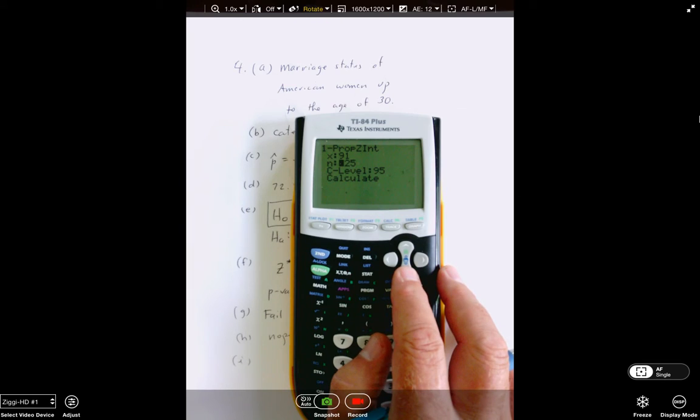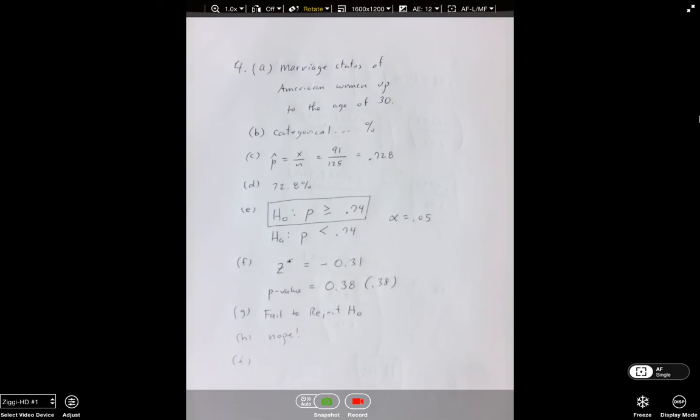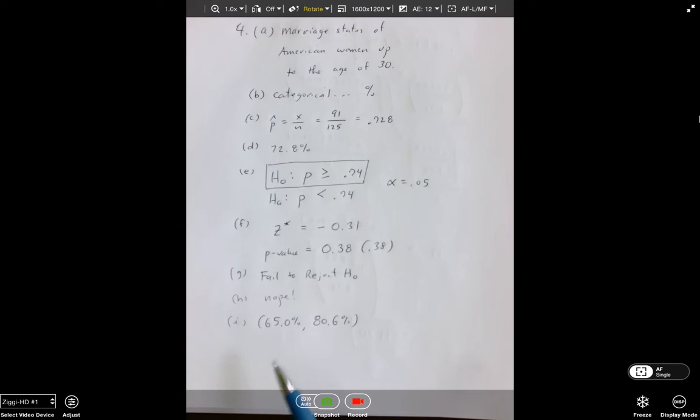It's waiting on you. Knew you were coming. So we have, looks like, 65% to 80.6%. So we can say that with 0.95 probability, between 65% and essentially 81% of women have been married at least once by the age of 30. So quite a few.